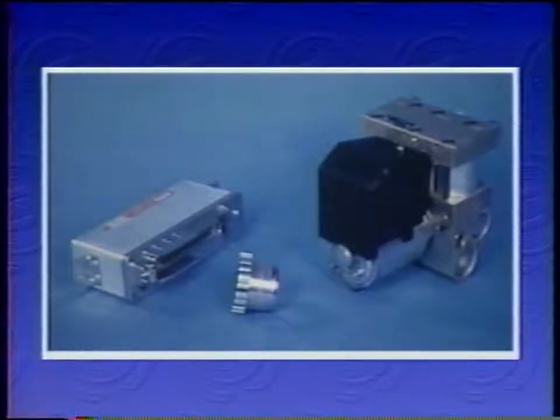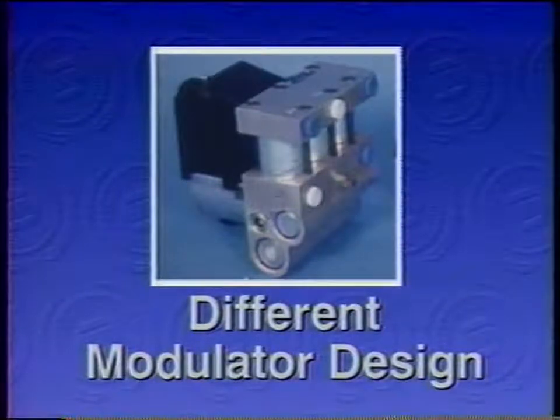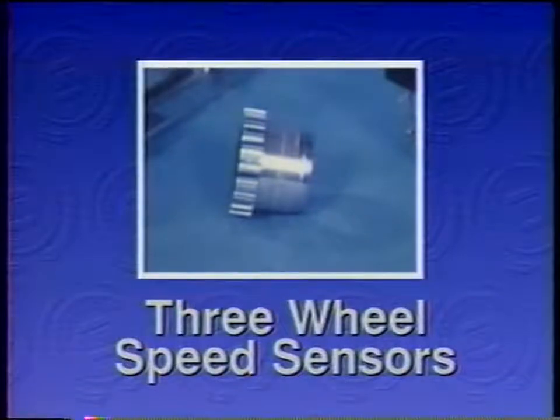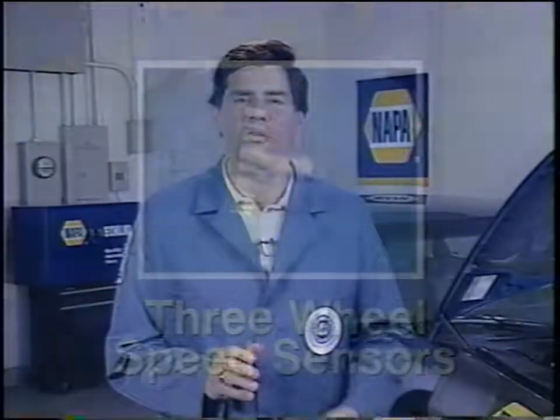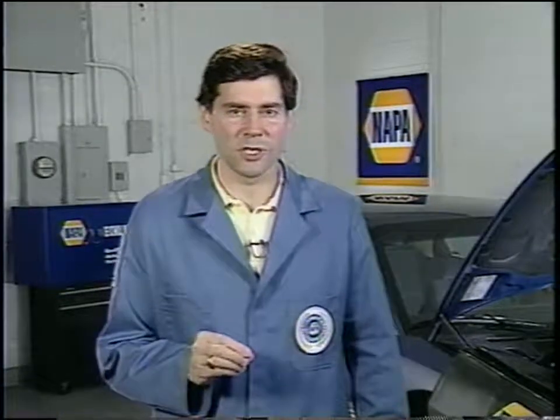Essentially, the Bosch 2U system differs from the Bosch 2 system in 3 ways. The Bosch 2U has a different modulator design. Although it provides the same functions as the Bosch 2 modulator, the 2 units cannot be interchanged. Generally, Bosch 2U systems use only 3 wheel speed sensors. The single-speed sensor on the rear-wheel drive vehicles is located in the differential and monitors the average axle speed to measure rear-wheel activity. Front-wheel drive applications use 4 sensors.